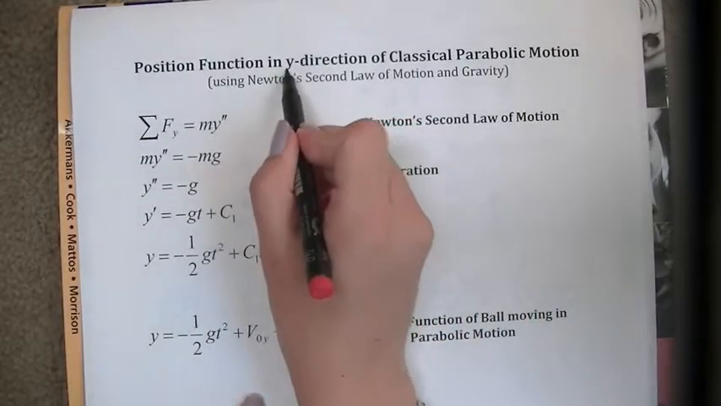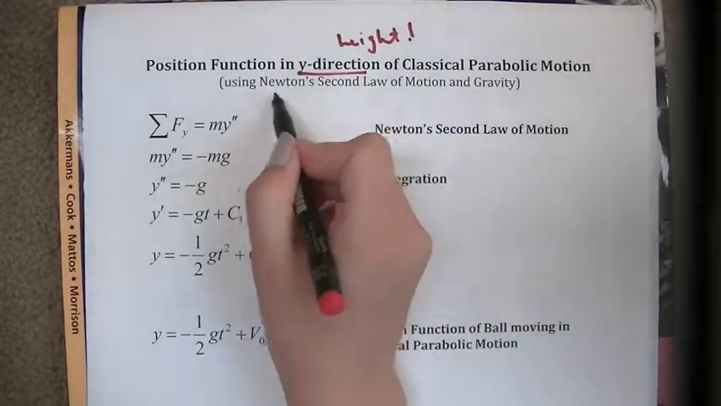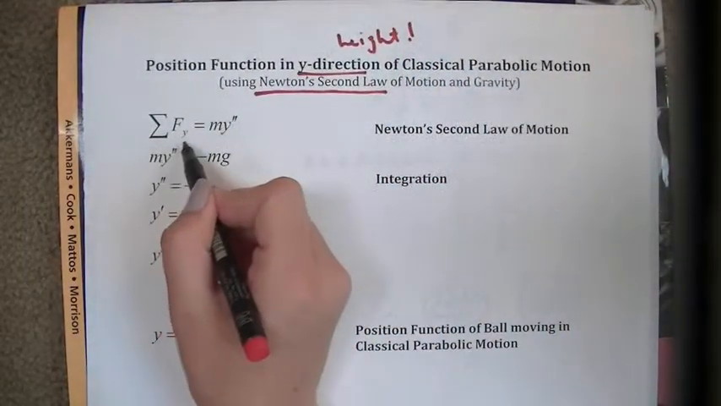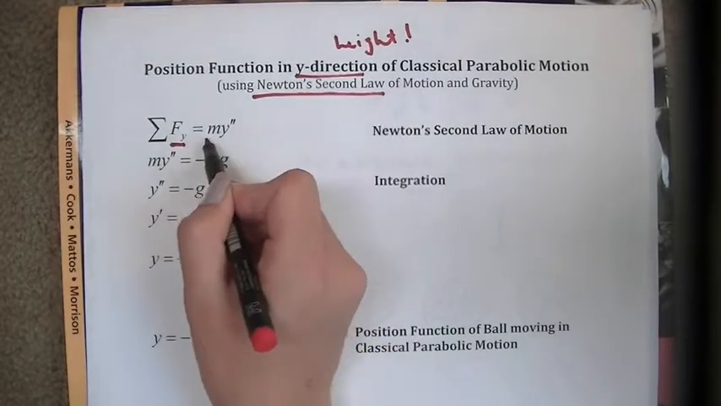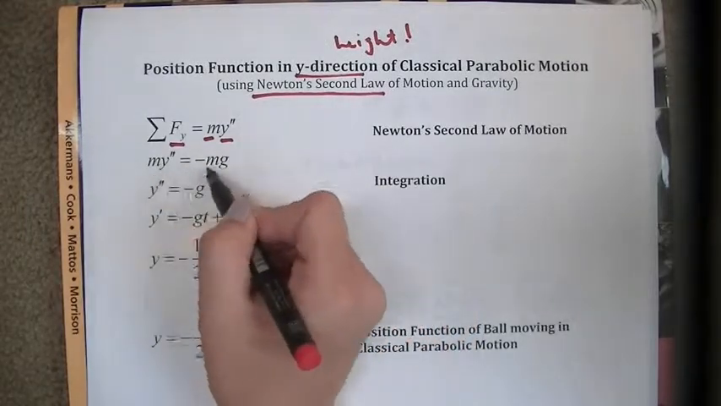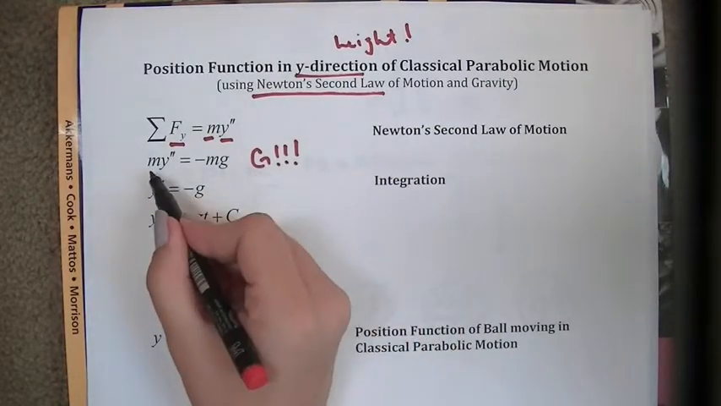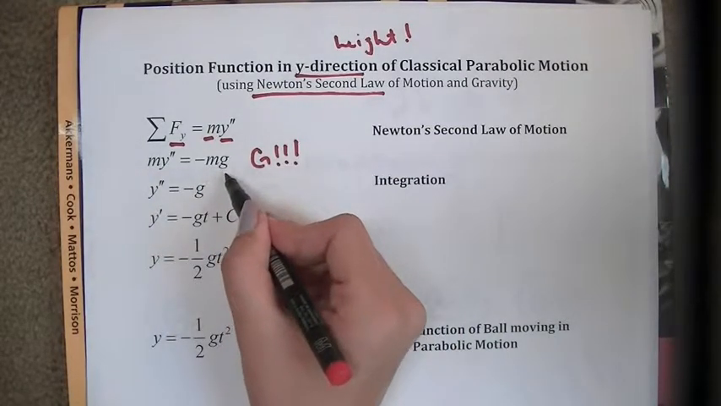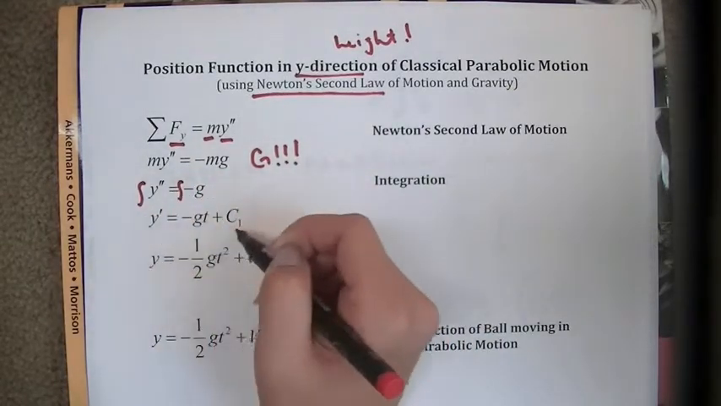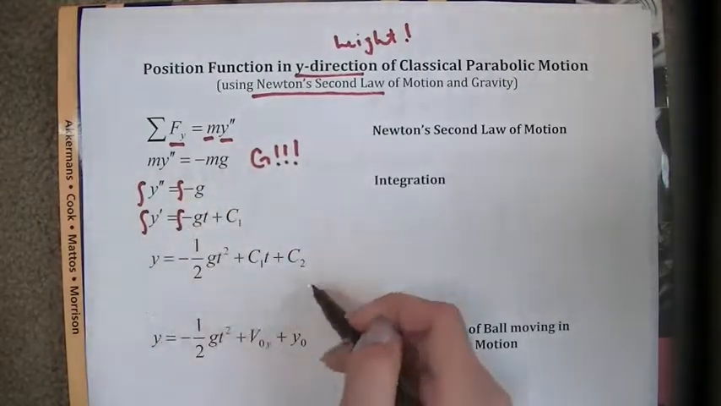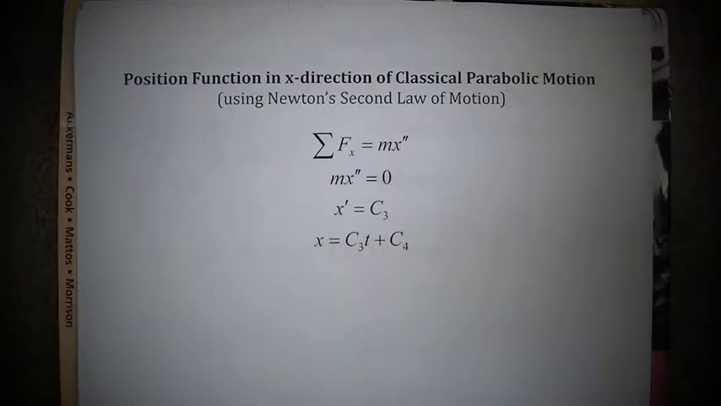First, this is how we derive the position function in the y direction, or the height of the ball. We start off with Newton's second law. Summation of F sub y equals mass times y double prime, which means the total force in the y direction equals mass times acceleration. In the second step, the only force acting on the ball is gravity, which is g. Therefore, mass times acceleration is equal to mass times gravity. Next, by isolating and then integrating acceleration, we get the velocity function as we have already learned. By integrating again, we obtain the position function in the y direction, or height.